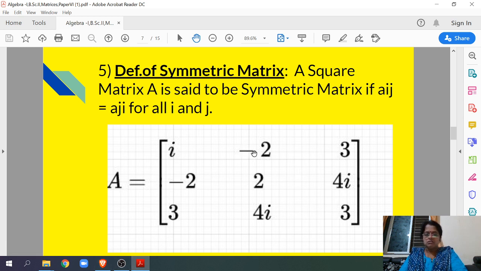Now see the example of symmetric matrix. Now the A12 element is minus 2 because this is in the first row, second column. Now if A12 is minus 2, A21 should be minus 2. If A13 is 3, then A31 should be 3. And therefore this is the example of a symmetric matrix.